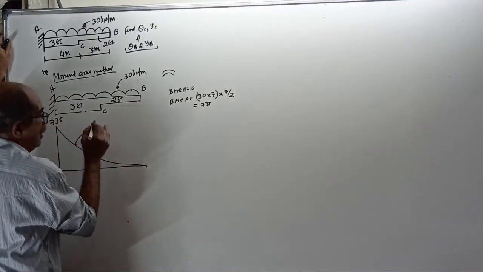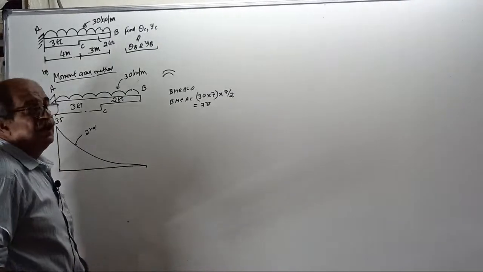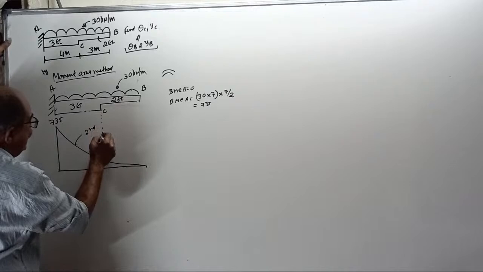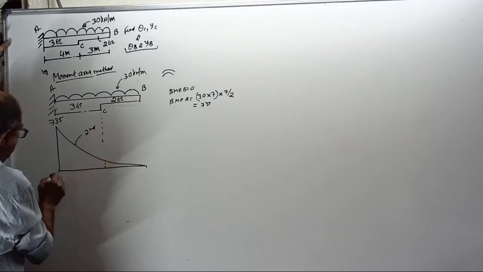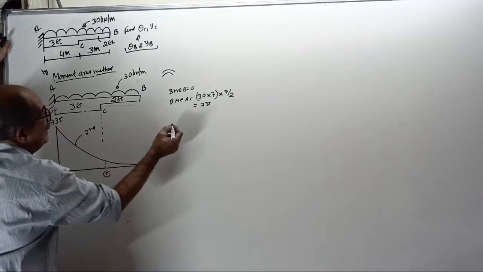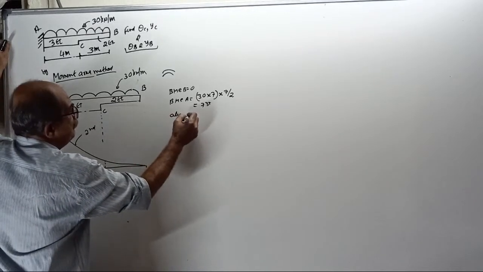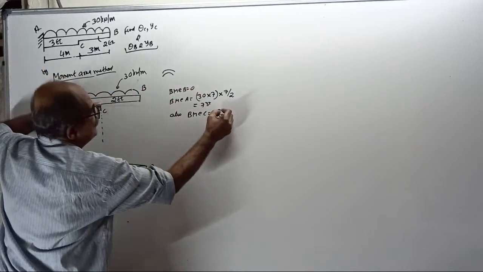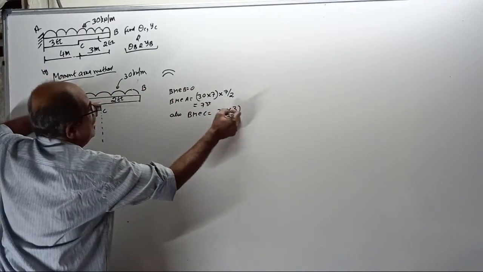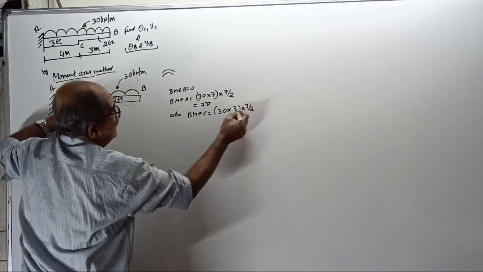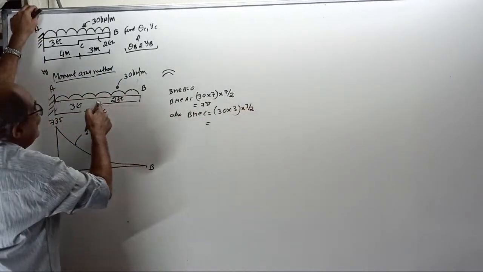Second degree parabola. Now, what you have to do is, see, you need bending moment here also. This is A, this is B, this is extra point C. You also need bending moment at C. Look this side. 30 into 3 is the total load, into 3 by 2. Tell the answer.